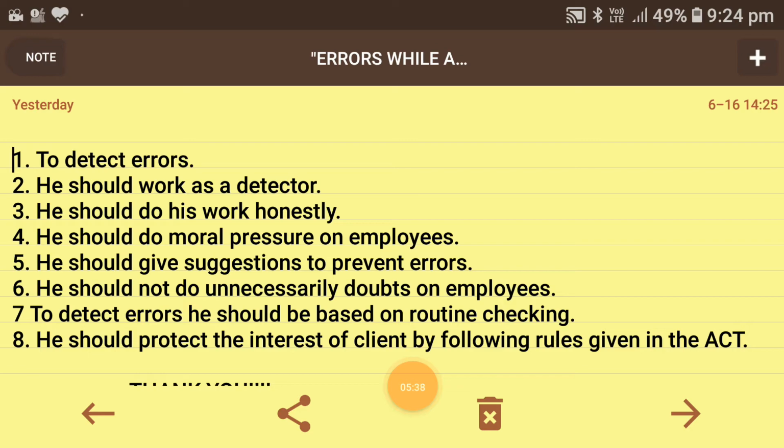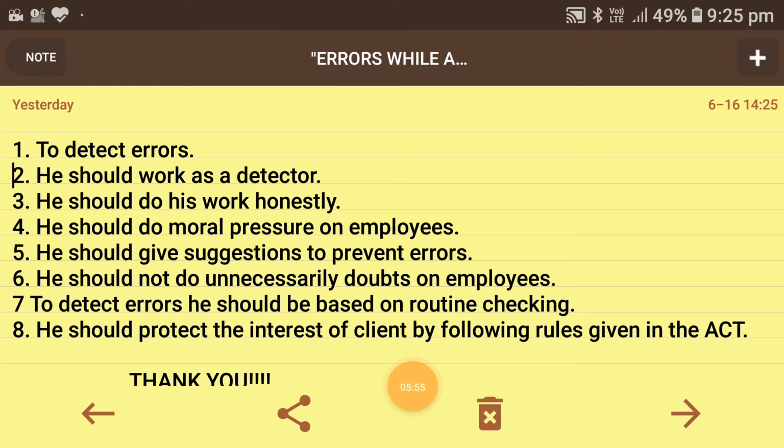Fourth, he should apply moral pressure on employees. Moral pressure means he should not look at employees in a very negative way, saying you have done wrong, you have done these mischiefs, you have made these kinds of errors. This should not be done. He should only apply moral pressure, meaning, okay, no problem, I am here to check and detect, so I will normalize it and you have no fault. The auditor's work is to make the atmosphere so light that nobody could see him as an outsider. He should apply moral pressure on employees.